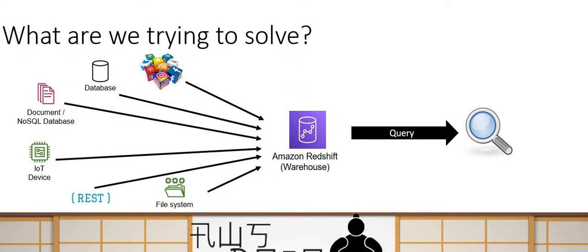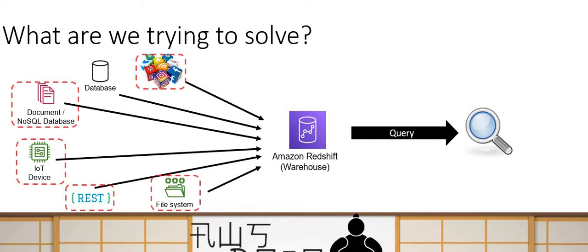Now many of these sources which are sending data to Redshift actually send data in JSON format. Most of the data you gather from social media is in JSON format. Many of the NoSQL or document-based databases provide their documents in JSON format. IoT devices send their data in JSON format. REST APIs return their data in JSON format. You might have a file system where you are holding JSON documents and you want to publish them to Redshift. So there could be multiple data sources which are trying to send data to Redshift.